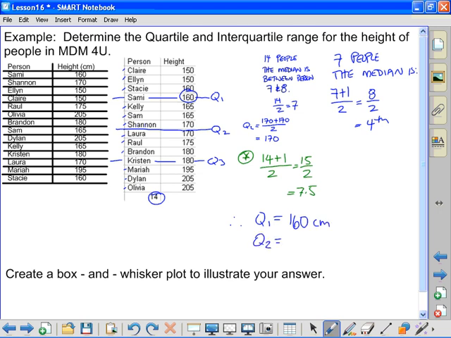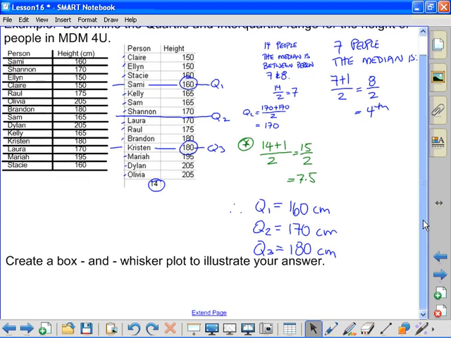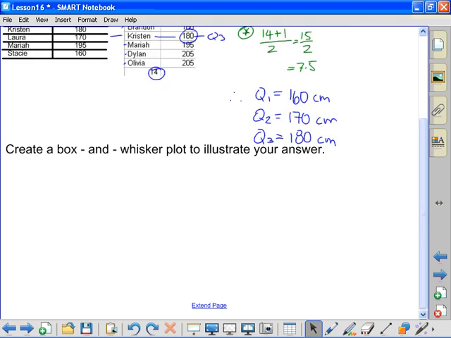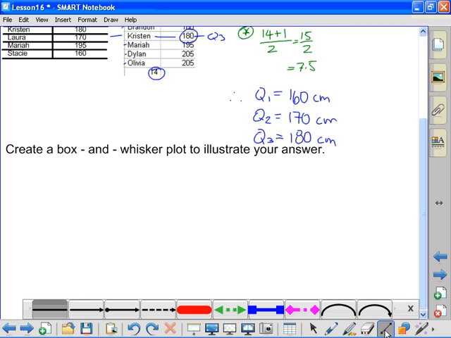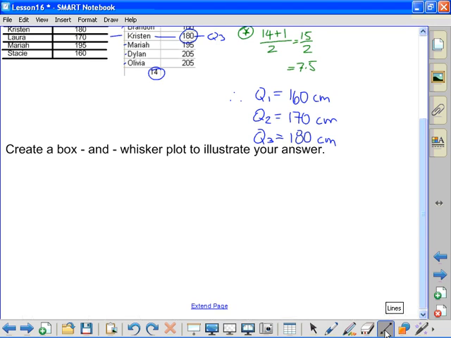Q2 we already found, that's 170, and Q3 is the value of Kristen, so 180. All right. So there we go. We identified the quartiles and interquartile range for the students in this class. So the second part here, at the bottom, says create a box whisker plot to illustrate your answer. So simply put, you just give yourself a line, and I'll put some values on it here.